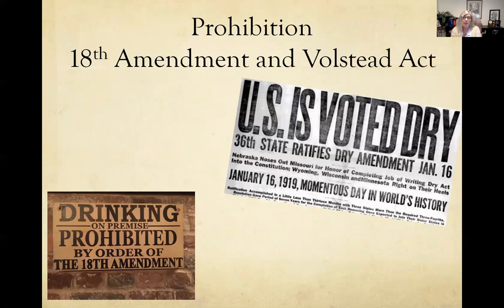Another big change in the 1920s is Prohibition is actually ratified. So this becomes an amendment to the Constitution that the manufacture, sale, or distribution of alcohol in the United States in any form was illegal. So it's not a law, it's an amendment to the Constitution.